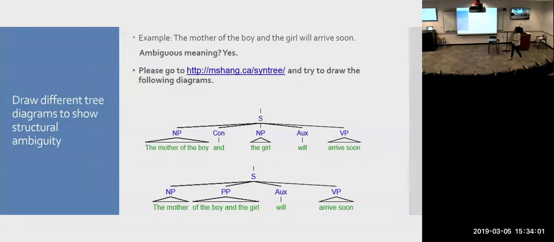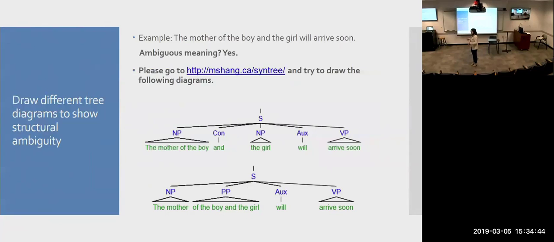Okay, so again, I would like you to draw the different tree diagrams to show the structural ambiguity, this time of a sentence. Just now we discussed how to draw different tree diagrams to show the ambiguity of a phrase. Now let us discuss this sentence first. The mother of the boy and the girl will arrive soon. How can this be ambiguous? Do the boy and the girl both belong to the mother? Or is it just the boy that belongs to the mother? Good, very good. So we are thinking of one person or two persons, right?